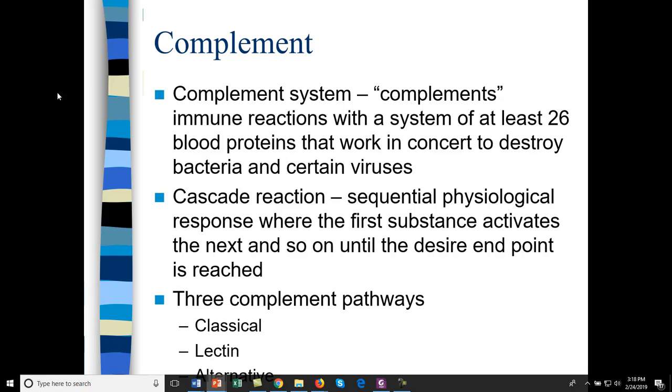Okay, and there are three different pathways. My screen is cutting off the last one, but the first pathway is called the classical pathway. The second one is called the lectin pathway, and the third is called the alternative pathway. Each one of these pathways is initiated by a different type of factor.